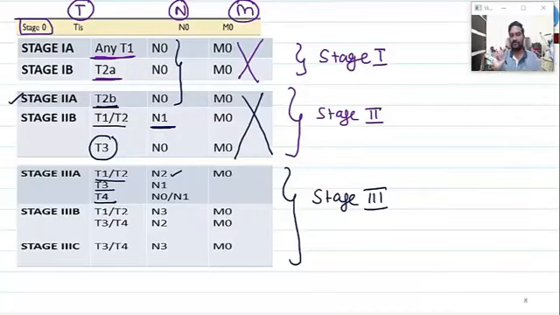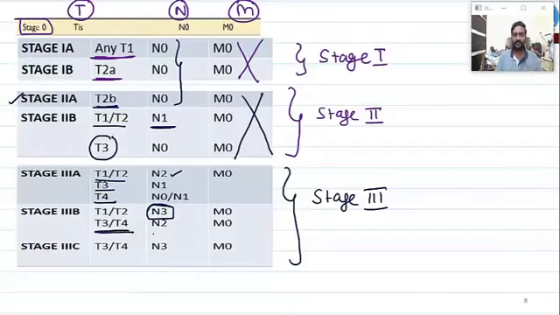So T4 N0 or N1 is considered as stage 3A. Then stage 3B, now the nodal involvement has become very extensive. So the tumor might be small, T1, T2, but you are seeing nodes on the opposite side, or you are seeing nodes in the supraclavicular area. This is called stage 3B.